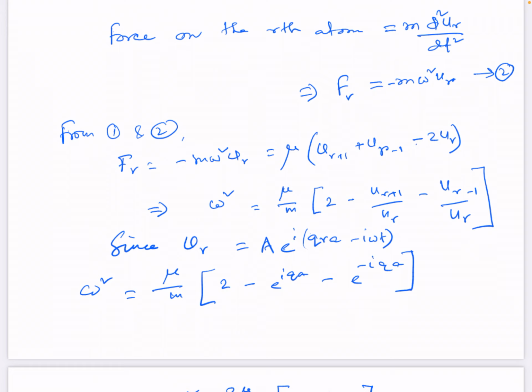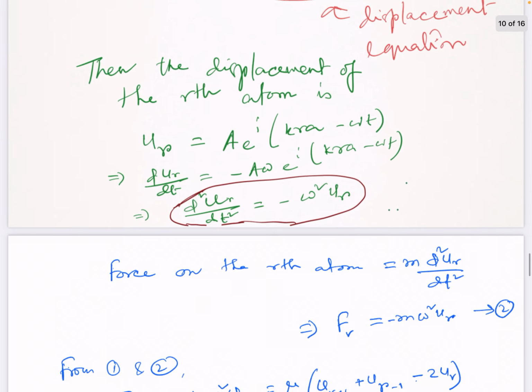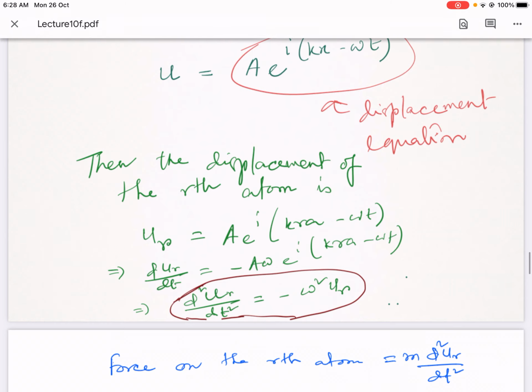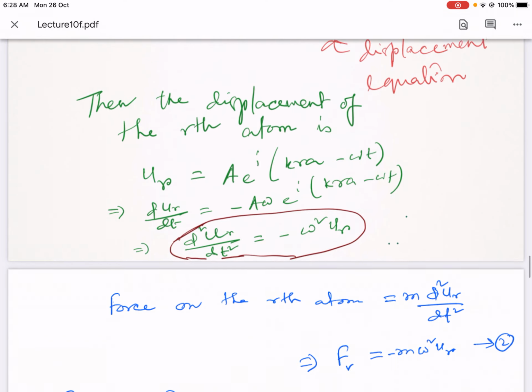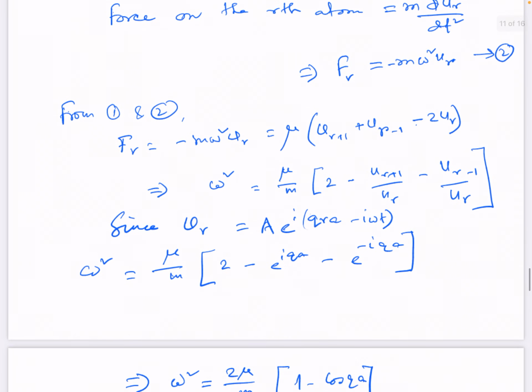Now since we have written the displacement in terms of A times e to the power i(q r a minus omega t), what is r a? This is the x term that we have written as the displacement. So you remember, x equals r times a. This is the rth atom and a is the lattice constant, so x is r times a here. I forgot to mention earlier that it should be omega t, not i omega t. The i is taken out of the bracket.